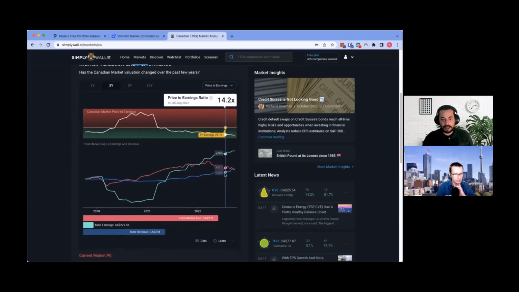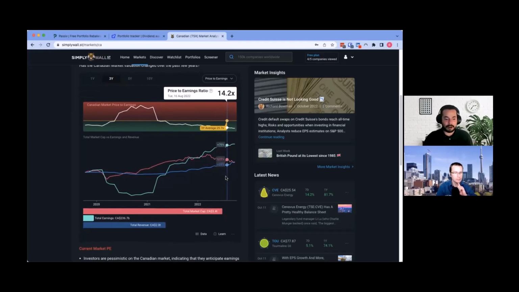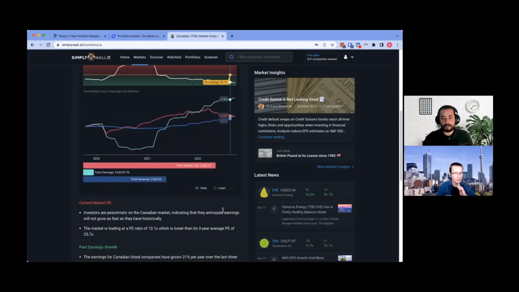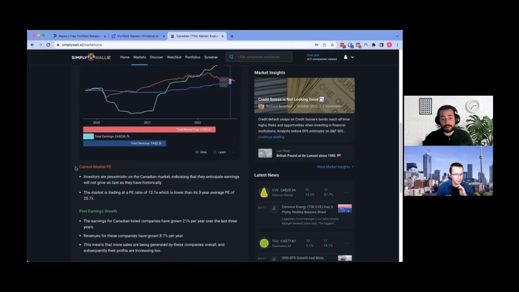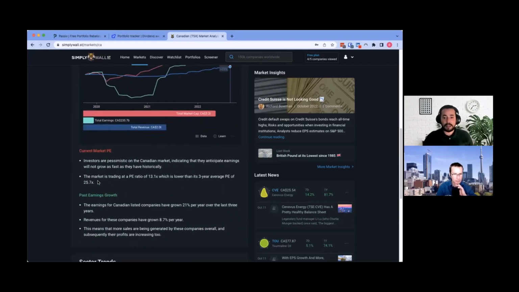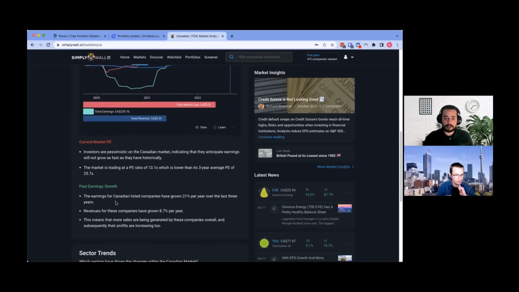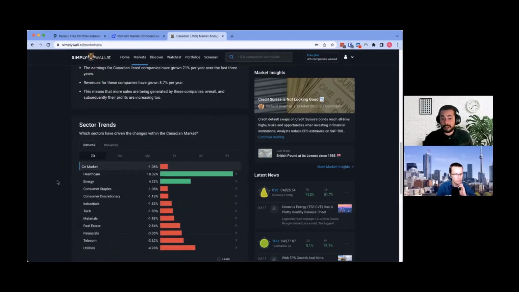I guess the blue line represents, like I said, the revenue. The teal represents the revenue of the underlying companies in the index. You're just using this chart to understand if the markets are moving in tandem or if they're diverging from one another. As well, they give you a bit of commentary on the current market PE, past earnings and growth. They also give you sector trends.